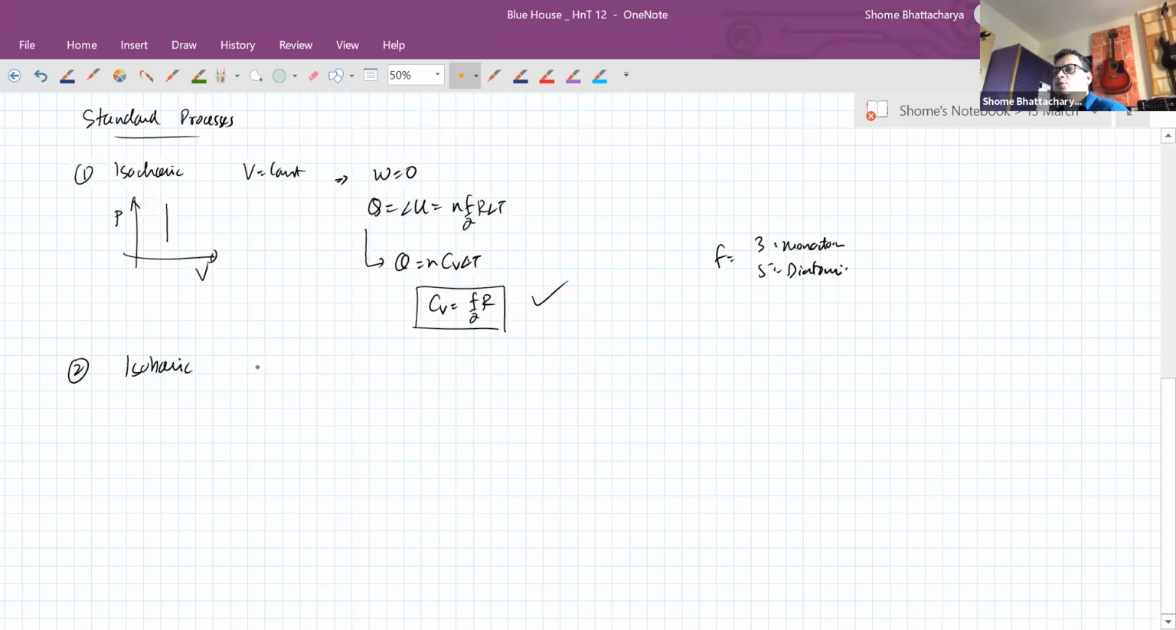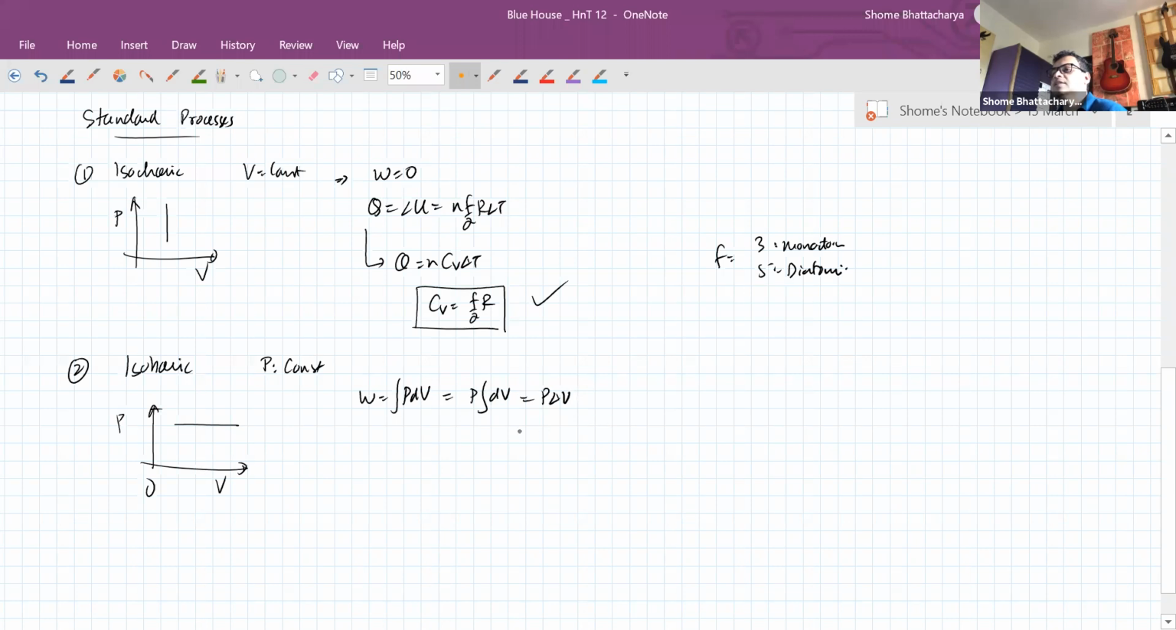So an isobaric process is defined as one in which the pressure is constant. So that looks like a horizontal line. If the volume is increasing while the pressure is constant, we say it's isobaric expansion, and vice versa. So the work done, which is integration P dV, becomes P delta V.